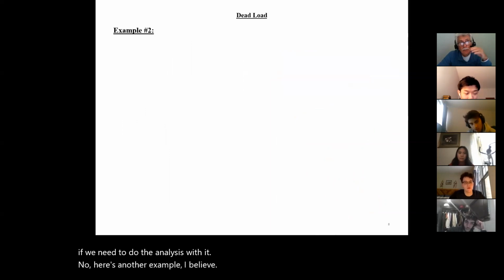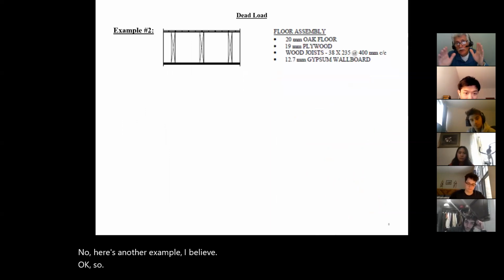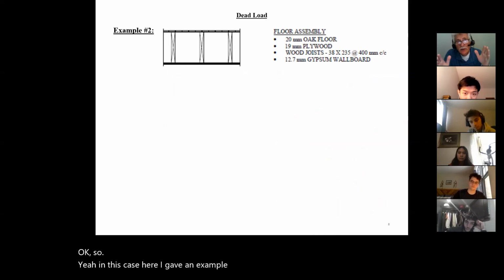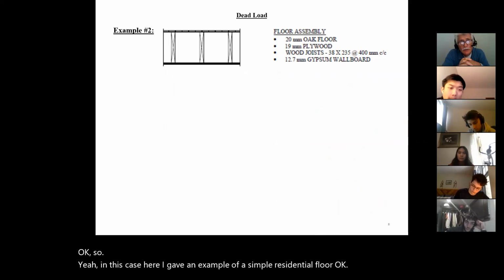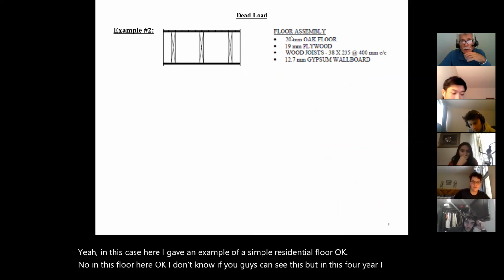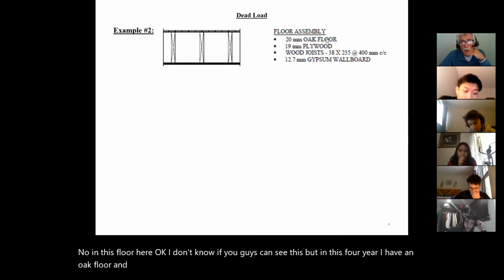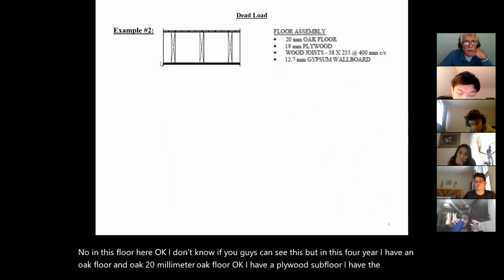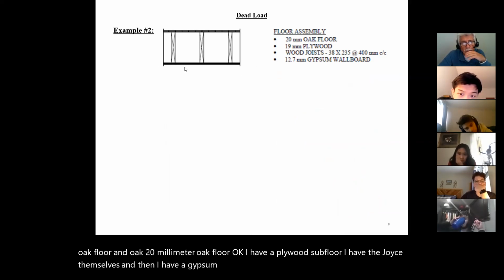Okay, so in this case I gave an example of a simple residential floor. I don't know if you guys can see this, but in this floor I have a 20 millimeter oak floor. I have a plywood subfloor, I have the joists themselves, and then I have a gypsum board that's supported on the ceiling of this floor.